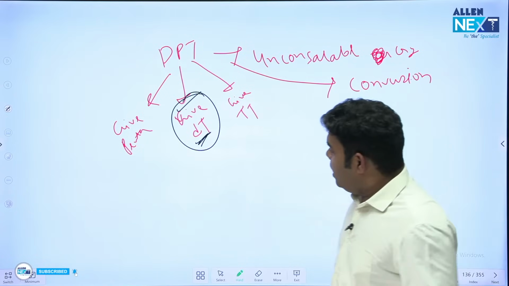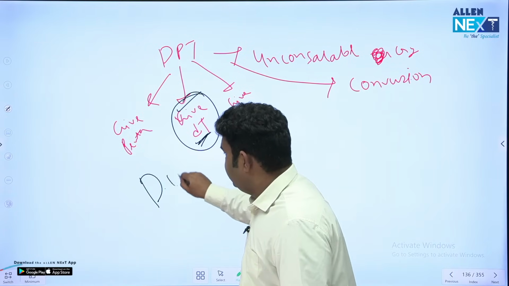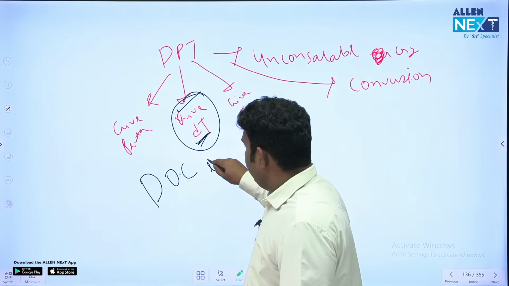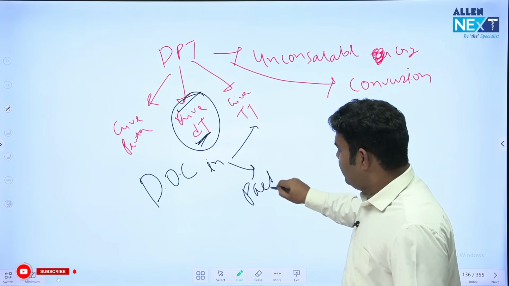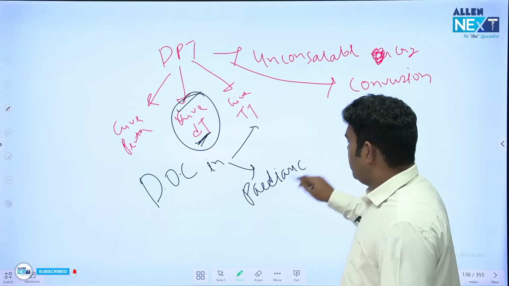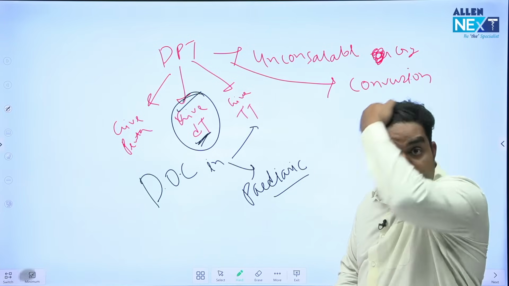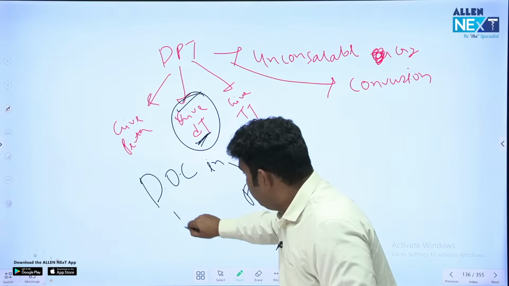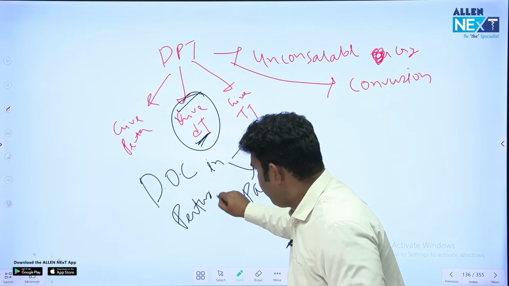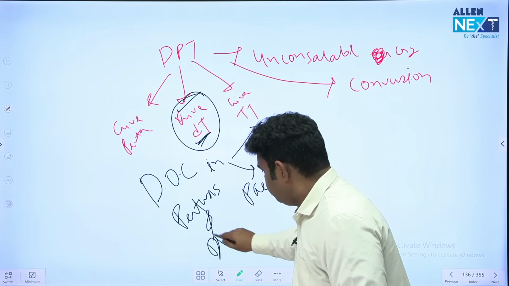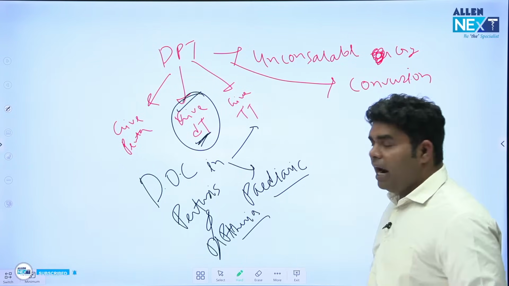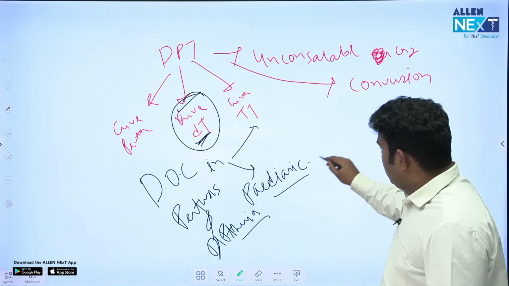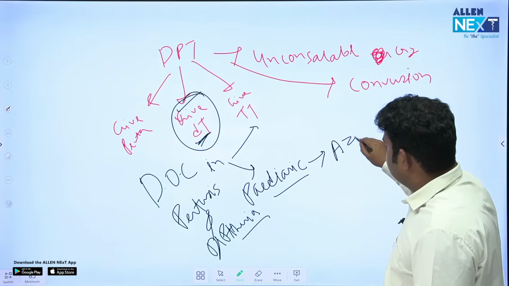Second question. What is the drug of choice? In pediatric cases, what is the drug of choice for diphtheria and pertussis both? Do remember, in diphtheria and pertussis both, in pediatric cases, the drug of choice is azithromycin.